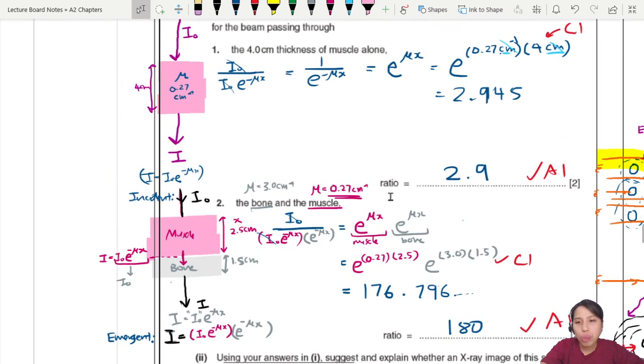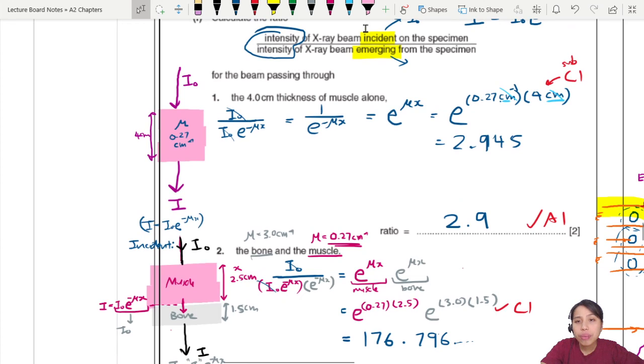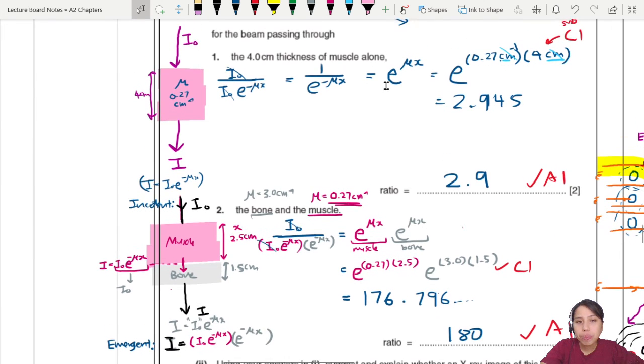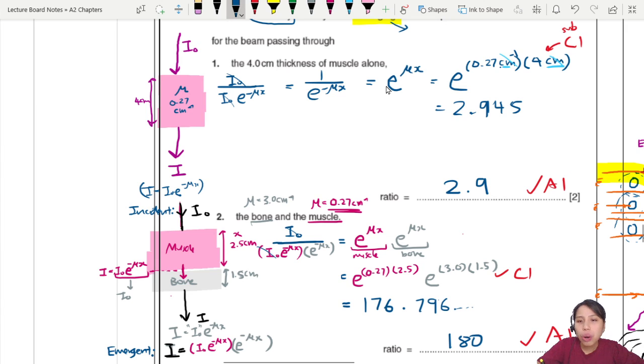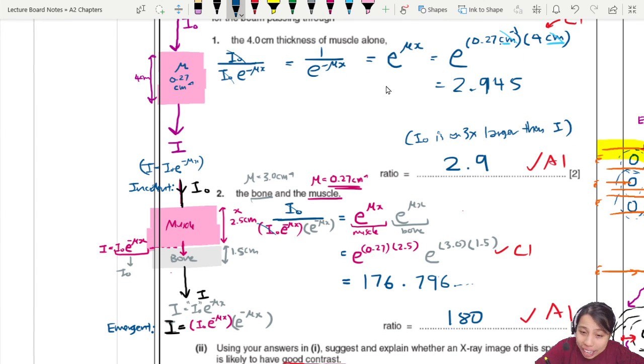So the ratio of 2.9 is the ratio of incident over emerging. What this really means is I naught is roughly 3 times larger than what comes out. And the other one is saying that your I naught, what goes into the muscle and bone combo, is roughly 180 times larger than what comes out at the end.